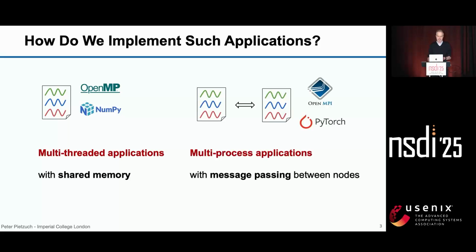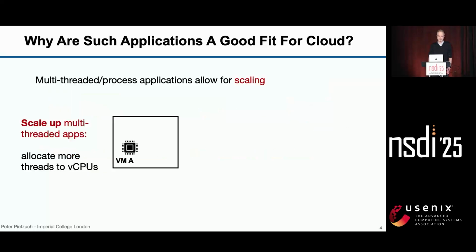Obviously, the other way of building such applications is to make it a distributed multi-process application. Now we have processes running on different nodes, and they perform message passing between each other. MPI is a classical example of this programming model. And when you look at machine learning frameworks, such as, for example, distributed PyTorch, this is what they do to enable distributed training and inference.